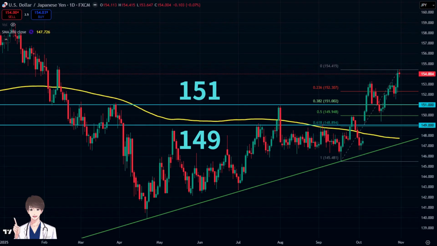If a deeper correction takes place and the green upward trendline breaks, it would increase the likelihood of a larger decline, so traders holding long positions should stay cautious.